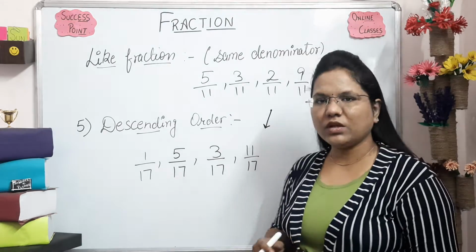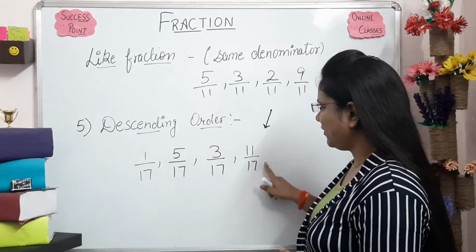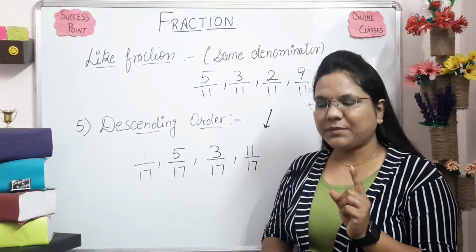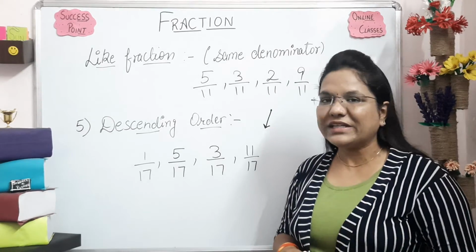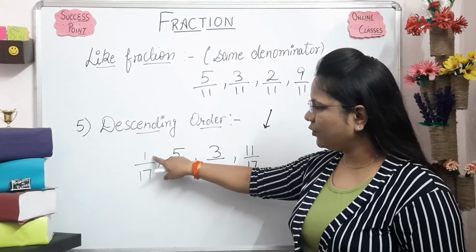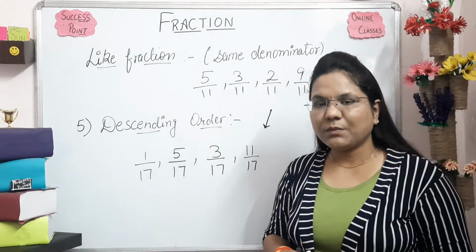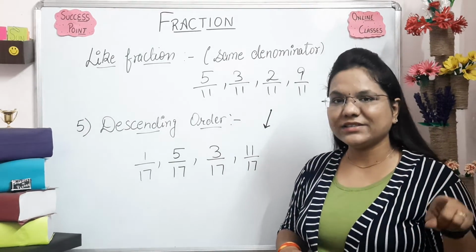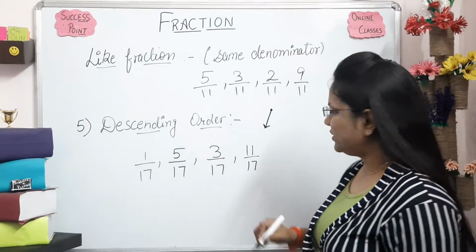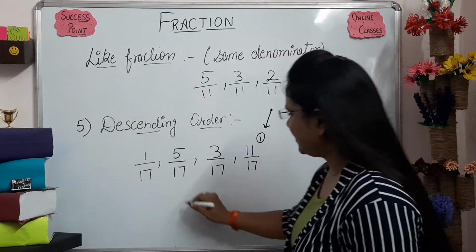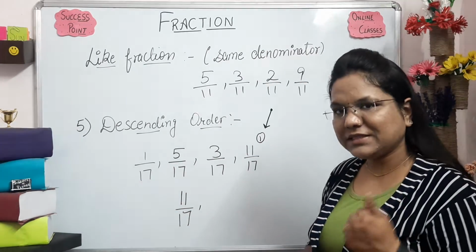We are taking 4 numbers: 1 by 17, 5 by 17, 3 by 17 and 11 by 17. Step number 1, just check that denominators are same. Yes. What is the second step? We have to check the numerators: 1, 5, 3, 11. Which is the biggest or greatest one? Because we are doing descending order, means greatest number first. That is 11 by 17.